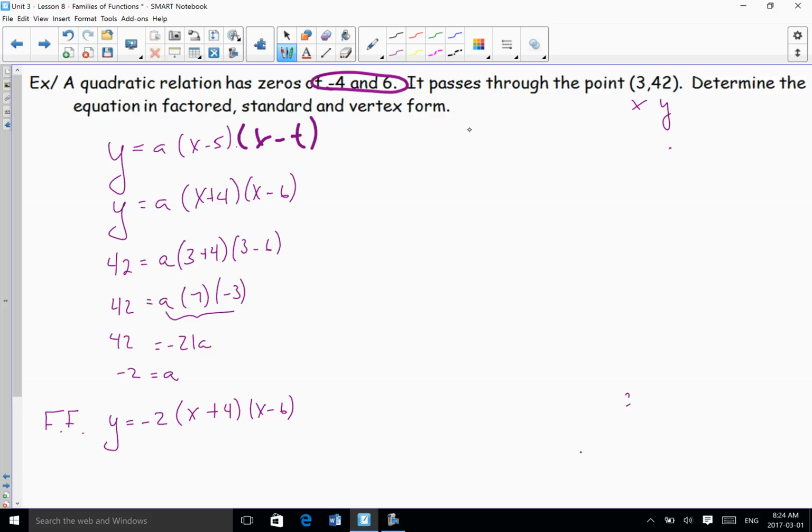If we want standard form, we have to FOIL. So we're going to take our brackets, and we're going to FOIL them. x squared minus 6x plus 4x minus 24. We'll collect some like terms. And then we'll multiply that -2 through everything.